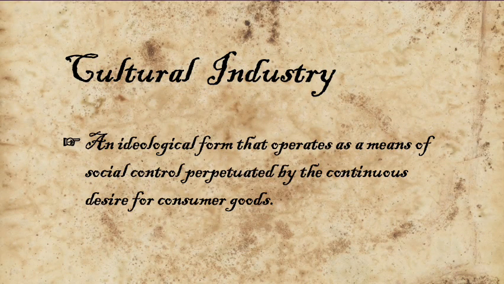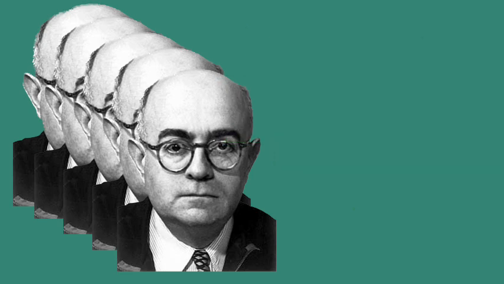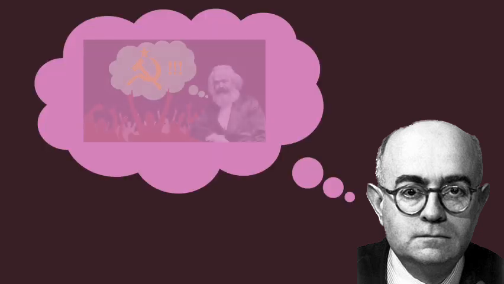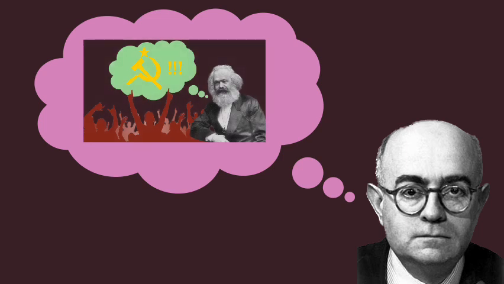The cultural industry is an ideological form that operates as a means of social control perpetuated by the continuous desire for consumer goods. These Marxist scholars argue that the capitalist society produces cheap, standardized commodities that only dull people's minds and create a false sense of happiness and satisfaction. Adorno continues that the cultural industry provides a desire for consumer goods that withdraws a person's desire from their true needs, such as freedom, social equality, creative outlets, and the opportunity to fulfill their human potential.